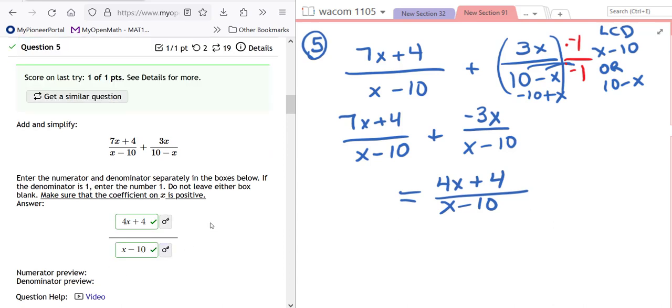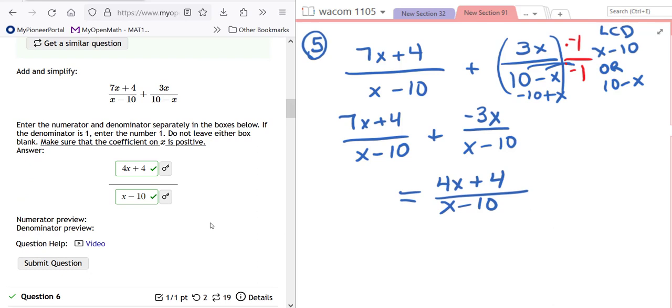Okay. If you pick the other form, the 10 minus x, you would have had to multiply this one by negative 1 over negative 1, and it's just going to switch up your signs, but it actually is equivalent. And the way you can check that your final answer is the same as this one is to multiply it on top and bottom by negative 1.